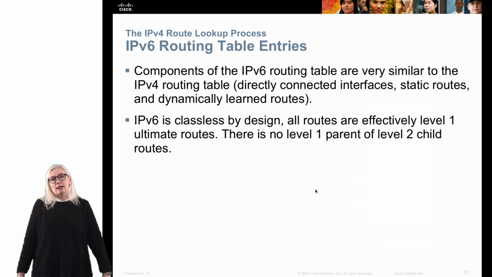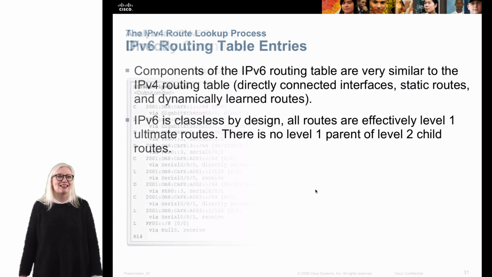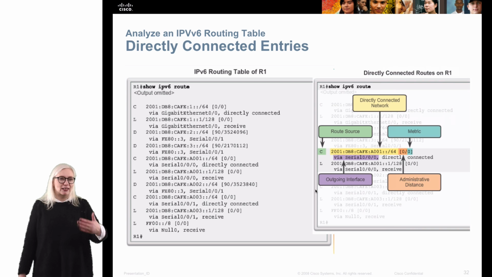When we look at it from an IP version 6 perspective, things have actually become a little easier because we don't really subnet. So all IP version 6 entries are ultimate routes. We don't have any level 1 parent or level 2 child routes in IP version 6. So, an example here of an IP version 6 routing entry: if I have a C in front of it, it's a directly connected network. Still we will see the AD, the metric and the outgoing interface.